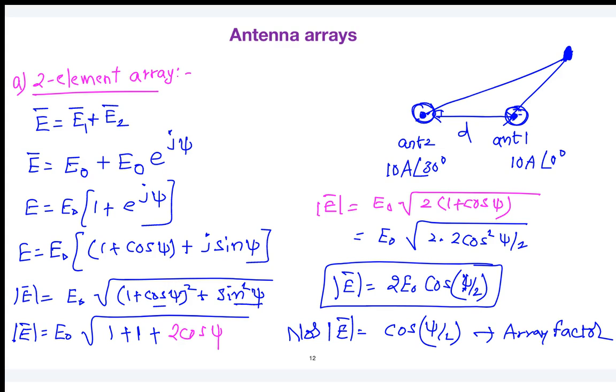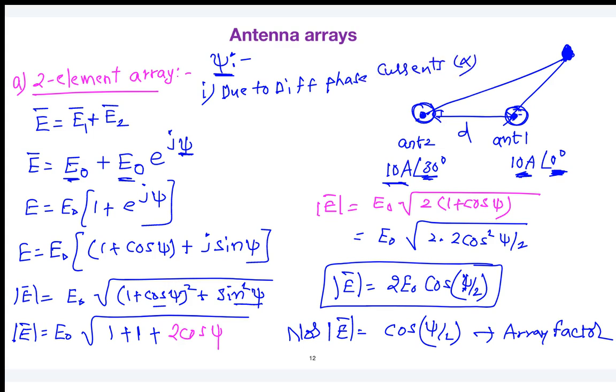First of all, why is there a phase shift between these two? Considering this is your point of observation, I was applying the same amount of current but with different phase shift. Why is there a change in phase? It's simple. You have supplied the same magnitude, but for the first antenna you supplied the current with 0 degrees, and for the second antenna you supplied 30 degrees. So this change in phase is one contribution to the phase difference between the first antenna and the second antenna, due to the different phasor currents. I can call it alpha. Alpha in this case is 30 degrees, and this 30 degrees is going to come across at this point also.